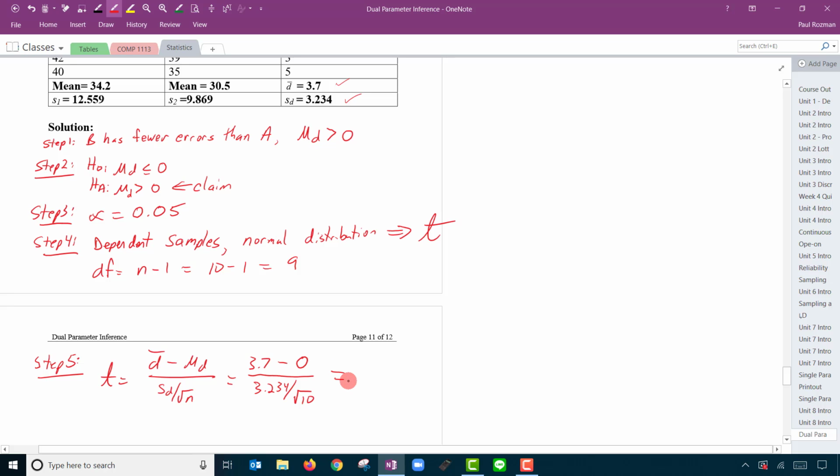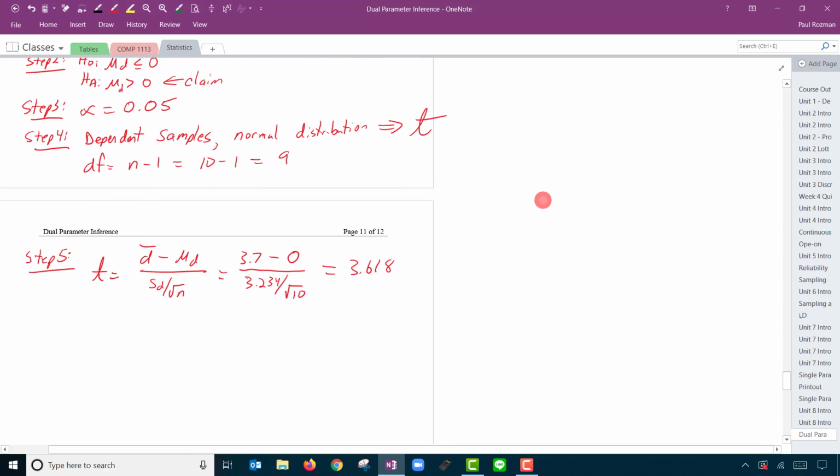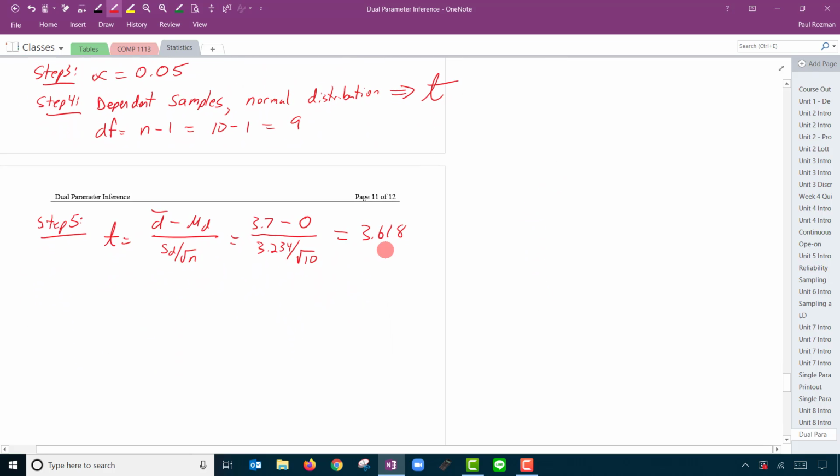Having calculated this ahead of time, I ended up with 3.618, which is a somewhat weird t-score, possibly. It's above 2. However, when you have a sample size of 10, only 10, then 3 isn't really that weird anymore. On the t-table, if you look at the smaller values of n, you'll see some larger values of t.